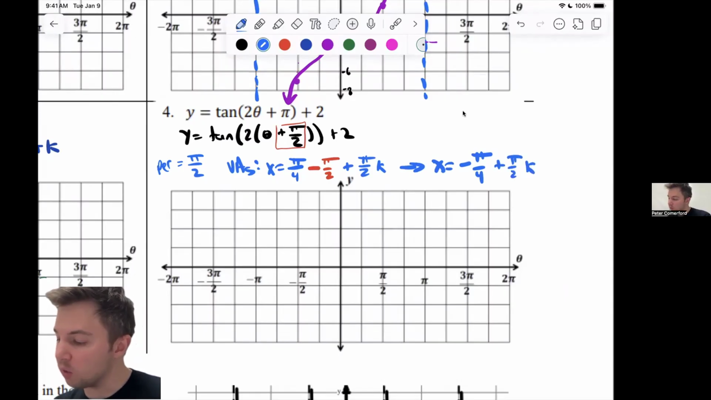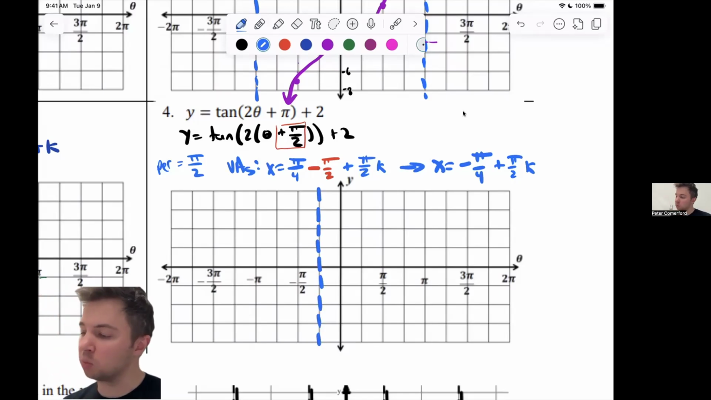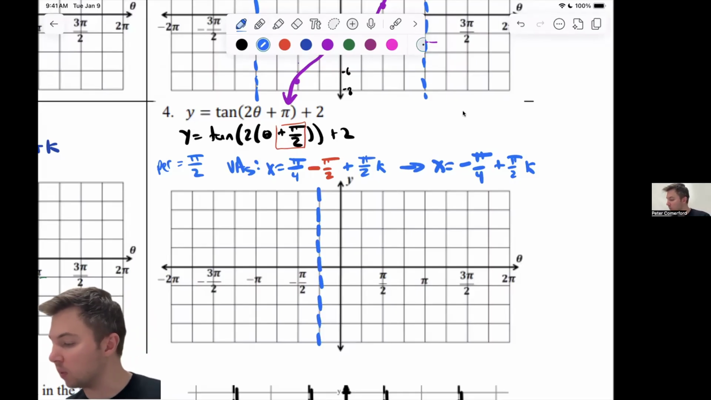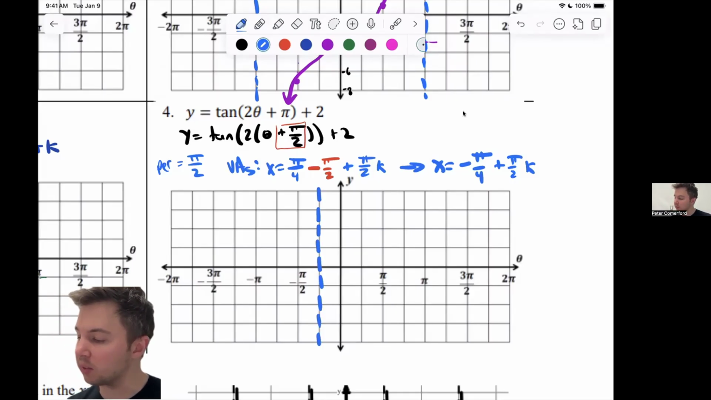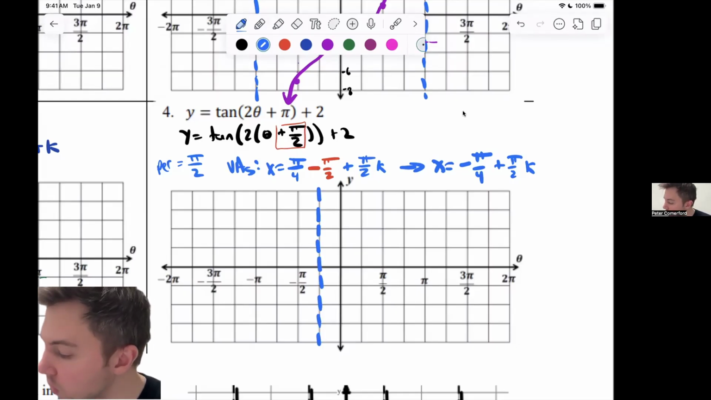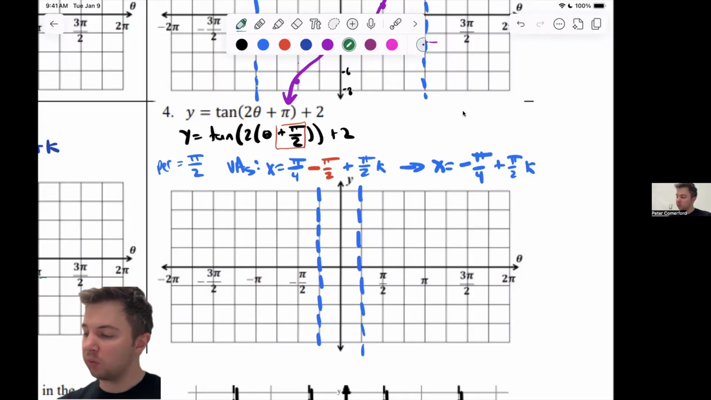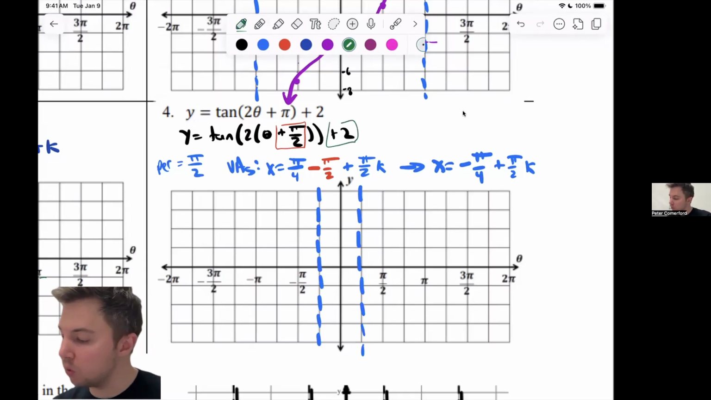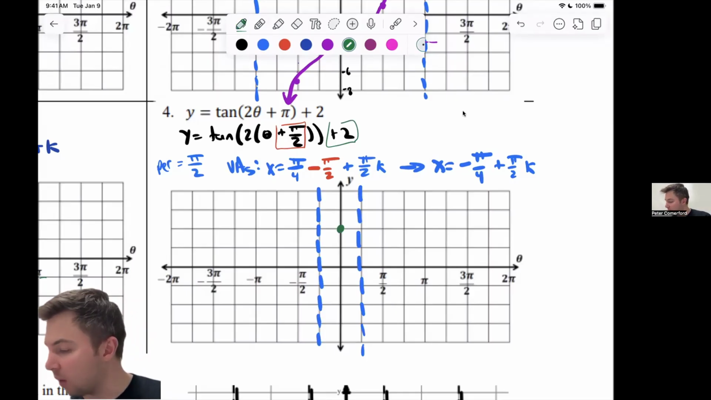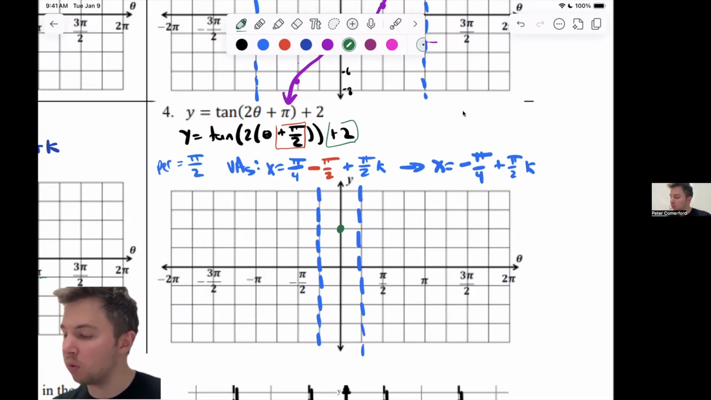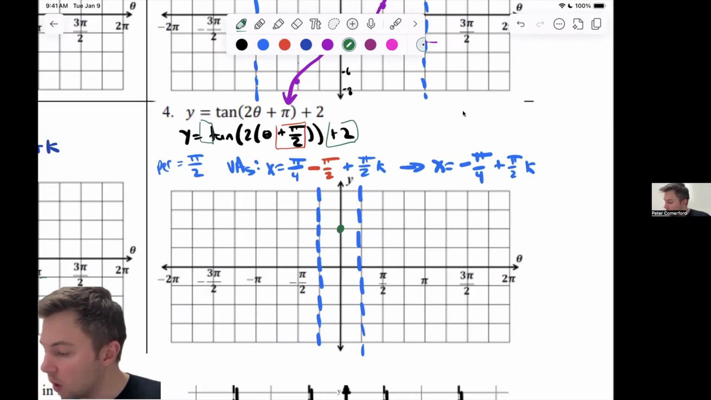So this tells me one of the asymptotes is negative pi over 4. And then I can find another by adding or subtracting pi over 2. I'm going to go to the right this time. So I, again, try to surround the y-axis. Pi over 2 is just 2 tick marks, so I end up at positive pi over 4. Vertical translation up 2, so I start in the middle at up 2. And then you're just going halfway to the asymptote, and then up the vertical stretch, which is just 1. So halfway to the asymptote up 1, halfway to the asymptote down 1.